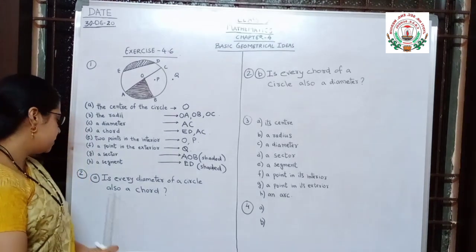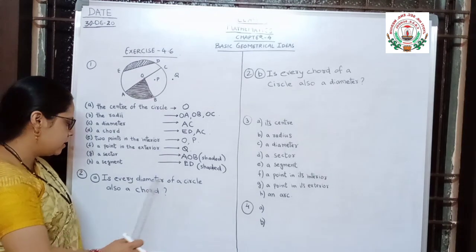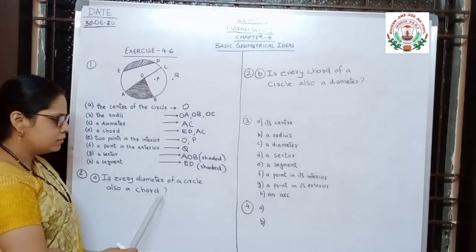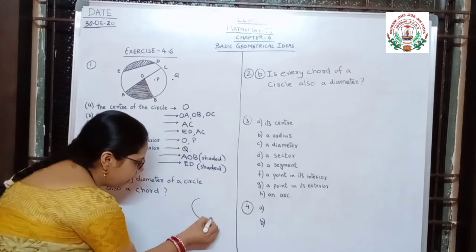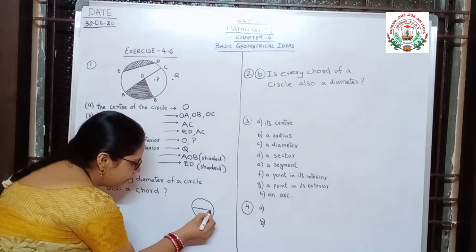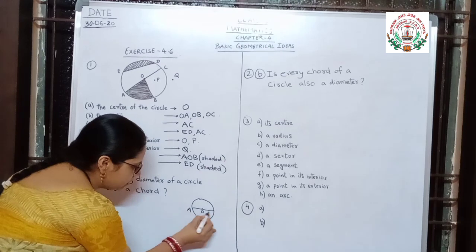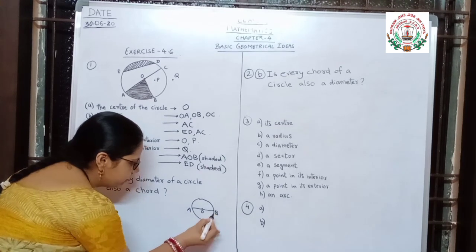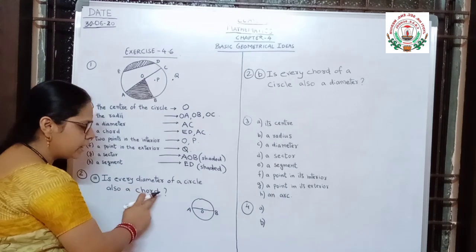Now next question. Is every diameter of a circle also a chord? What is diameter? Let us draw one circle and draw the diameter. Suppose this is a circle, this is a center and this is the diameter. Suppose this is O and this is AB. This is the diameter. Now, is every diameter of a circle also a chord?